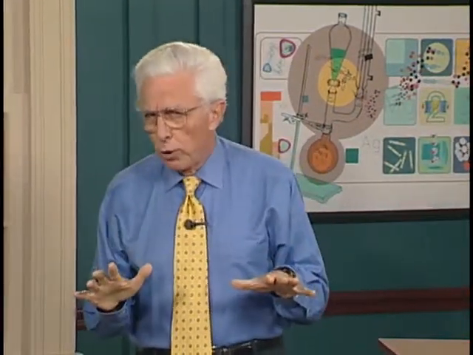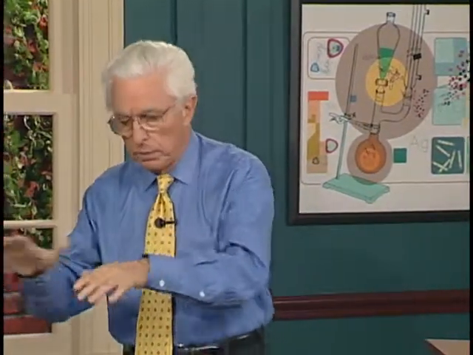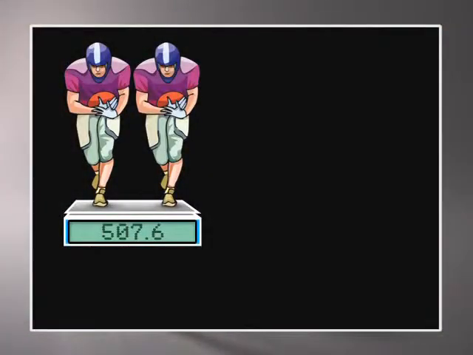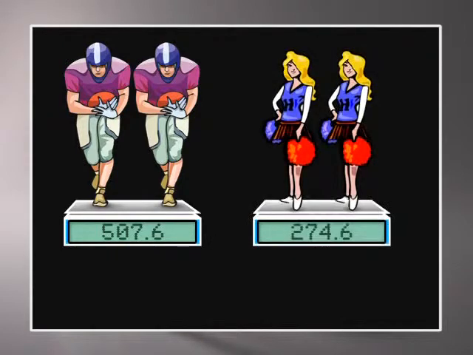Now let's do a mental experiment. What if the football player had an identical twin and the cheerleader had an identical twin? Now I take two football players and compare their total weight to the total weight of two cheerleaders. How would the relative weights of two football players to two cheerleaders compare to the relative weight of one football player to one cheerleader? Think about that for a moment.